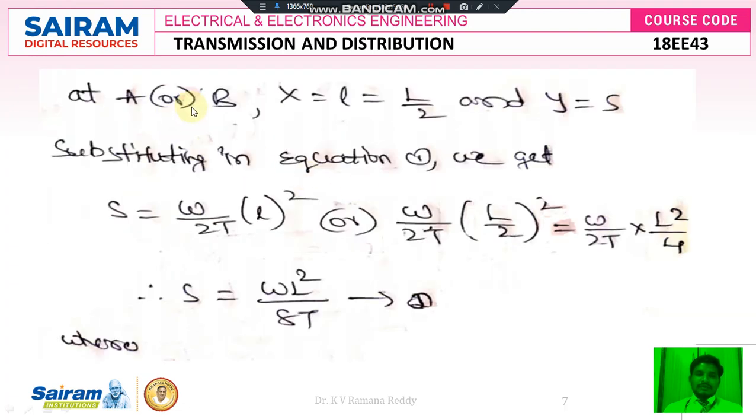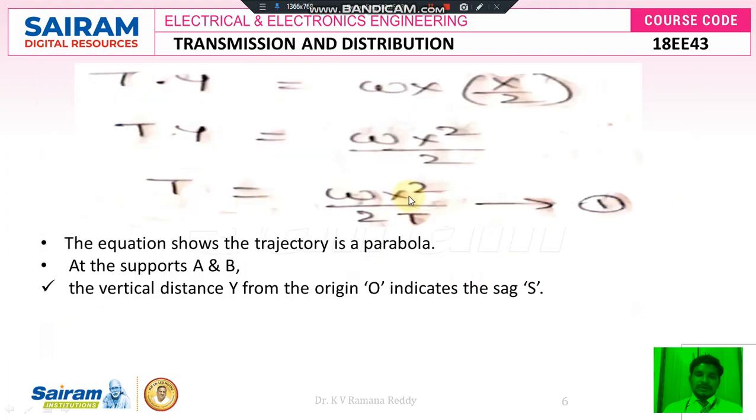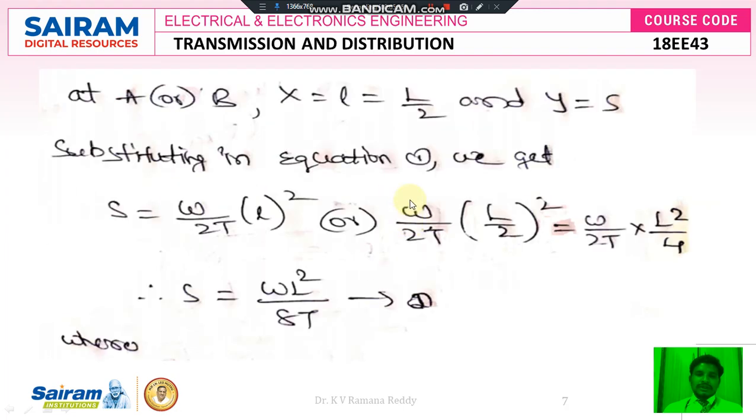Now at supporting tower A or supporting tower B, capital X is equal to L by 2, because L by 2 is the span from A to O and O to B, and Y is the sag here, that is Y is equal to S. Therefore, substituting in the above equation 1, we know the equation Y is equal to Wx square by 2T. In the place of Y, I am going to substitute S.